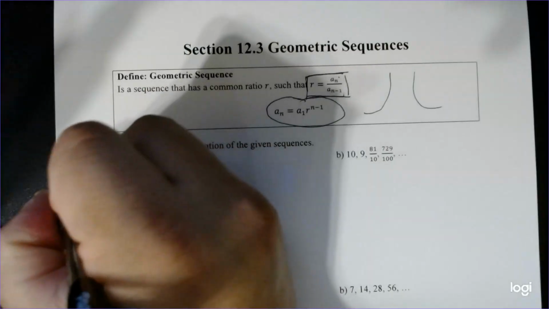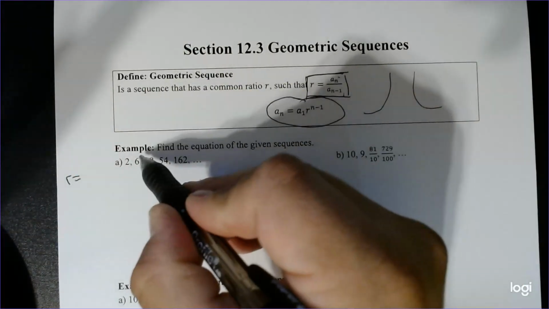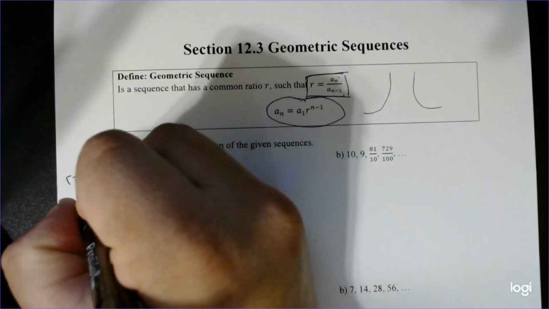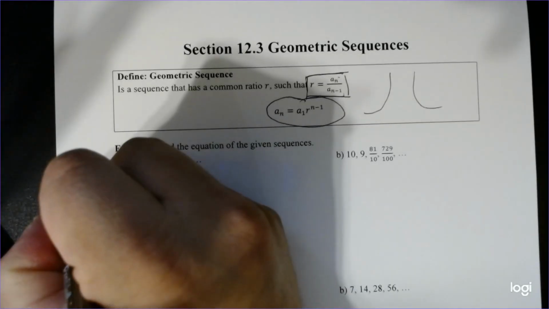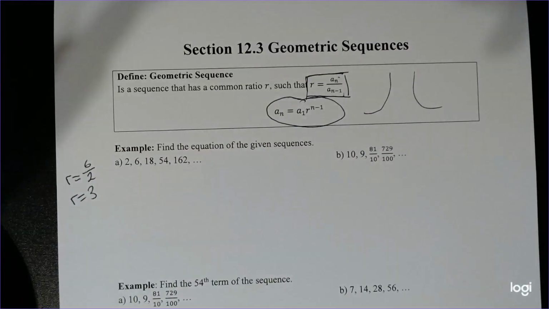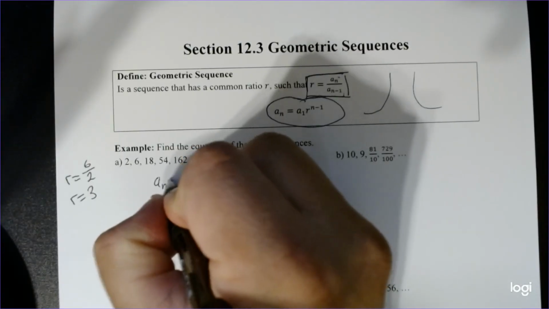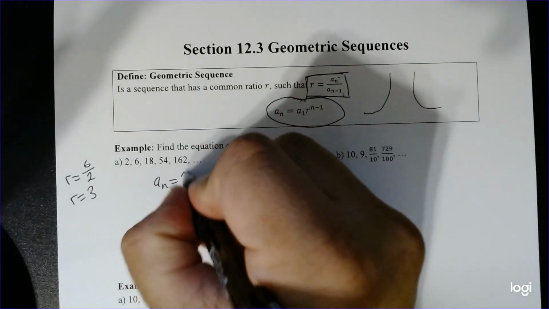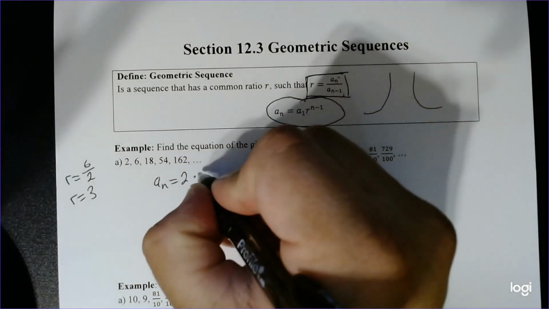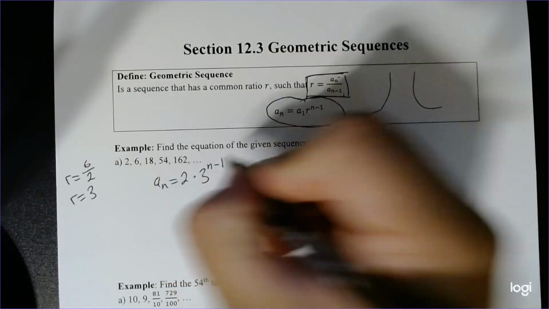Very simple. First, we have to find a common ratio. It's always the second term divided by the first term. So our common ratio is going to be 3 this time. So our equation is going to be a sub n is equal to a1, which is 2, times 3 to the n minus 1.